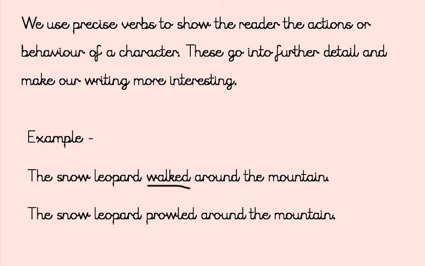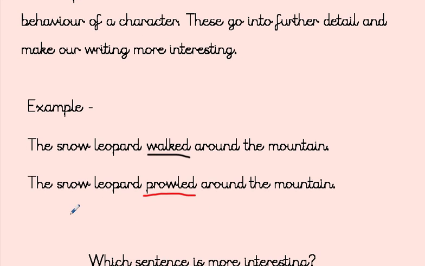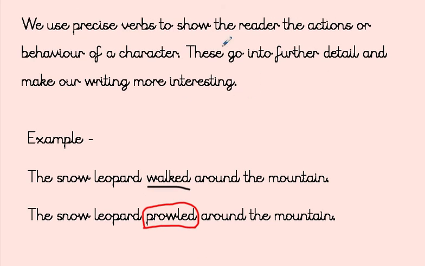However, here I've said that the snow leopard prowled around the mountain. And what that precise verb does is it explains in greater detail almost how the snow leopard is walking. He's not walking, he's prowling. And it helps create a much better image in our mind. And that's why we use precise verbs, because they convey the action or behaviour of a character much, much better. And that's what we want to use today.